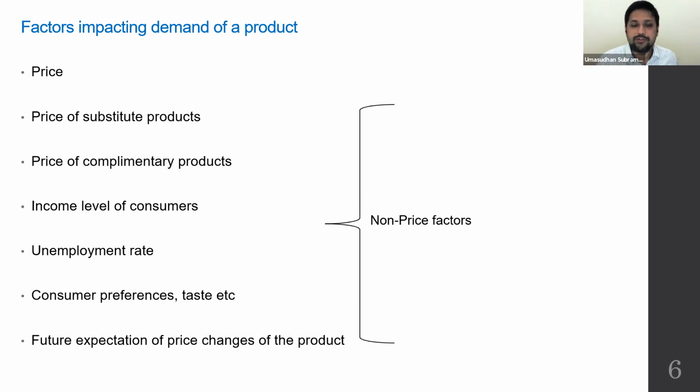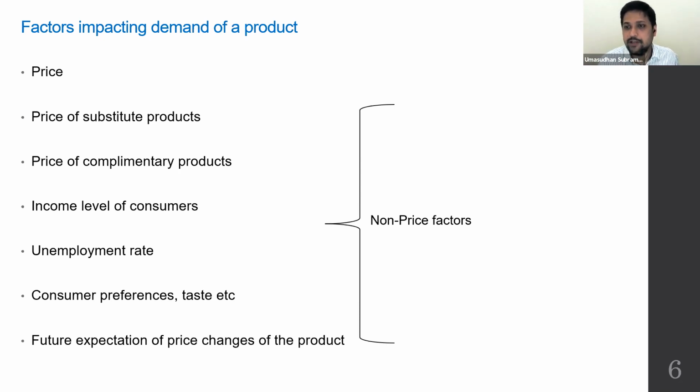Then let's move on to the next one. Think about complementary products. What do you mean by complementary products? Two products that should be used together to achieve a specific utility. If you take tea as an example, sweeteners, sugar, or any other form of sweeteners that you use are complementary products.